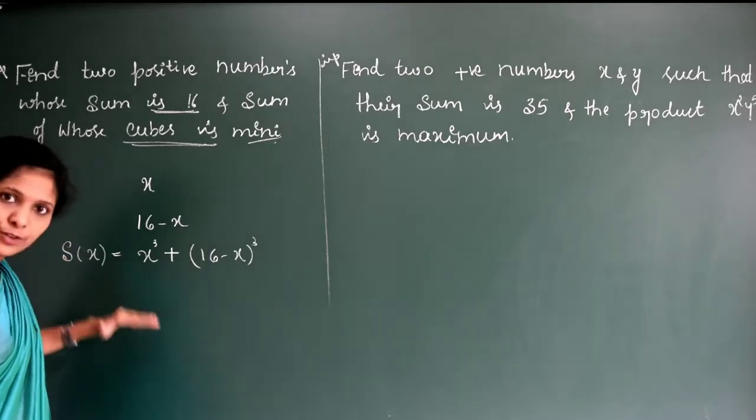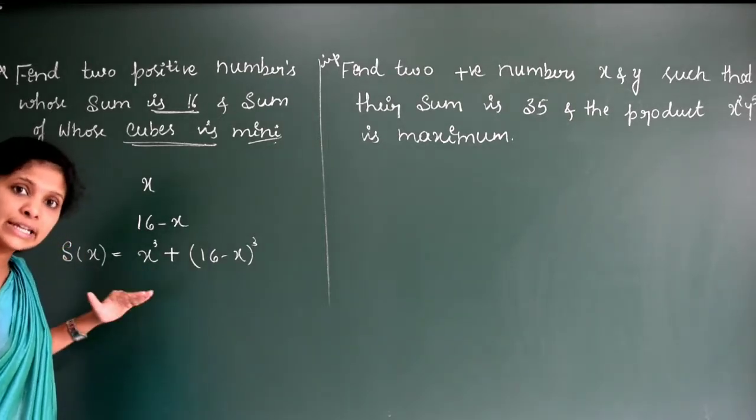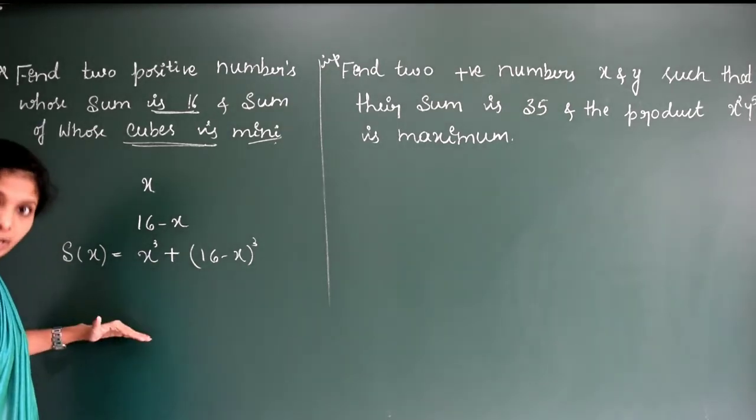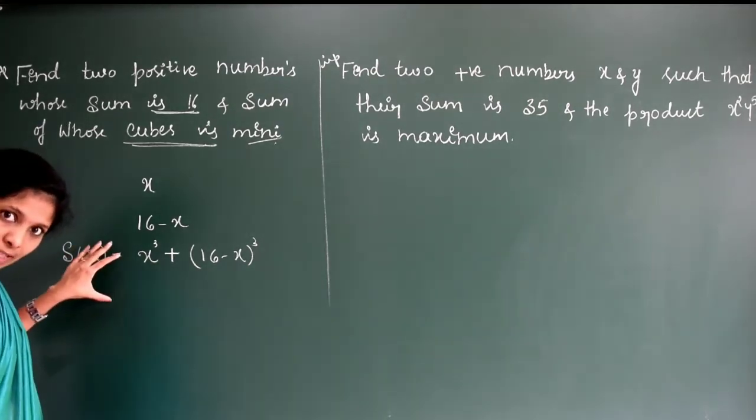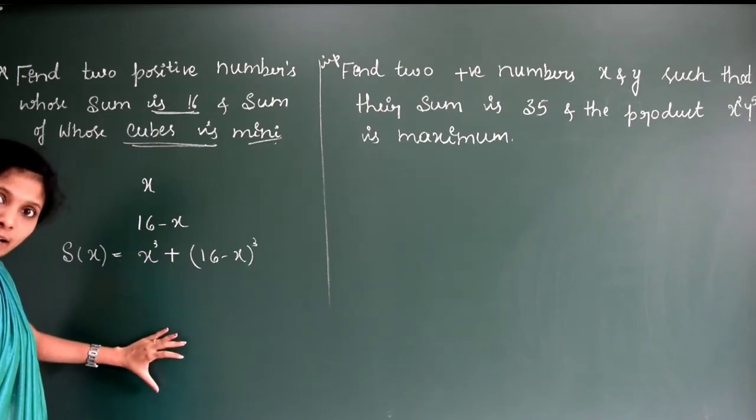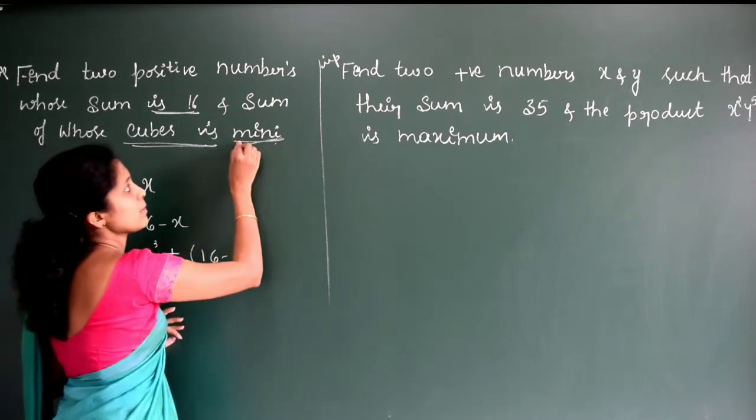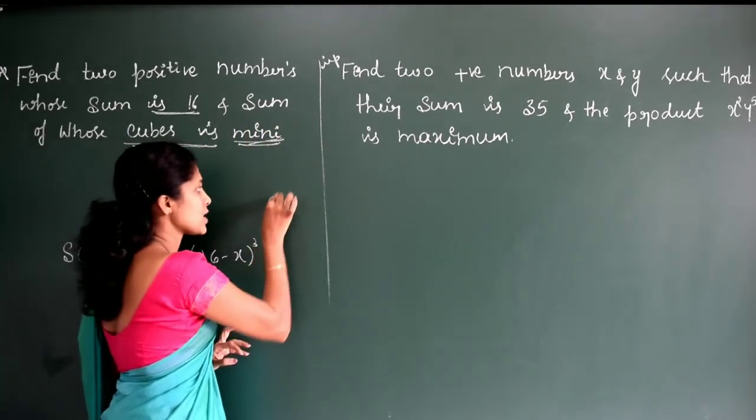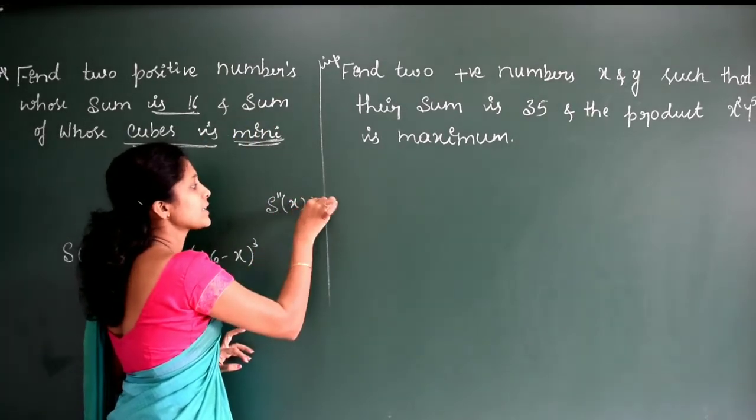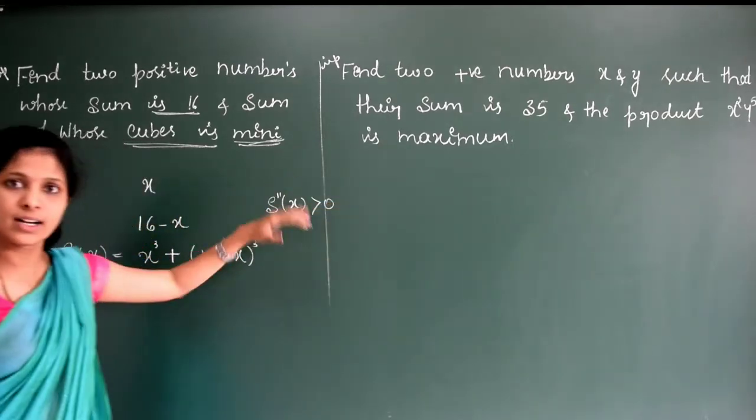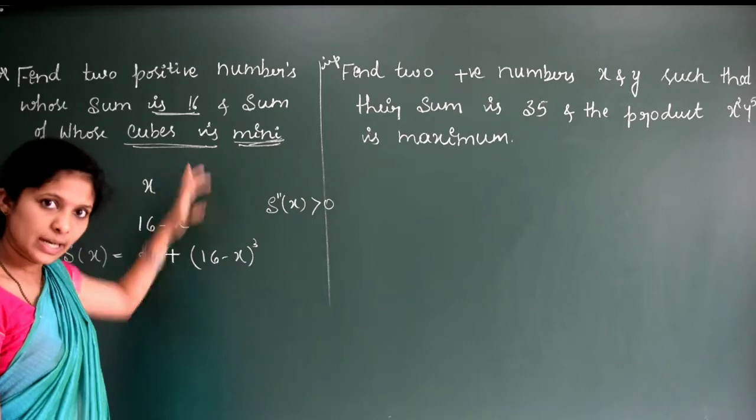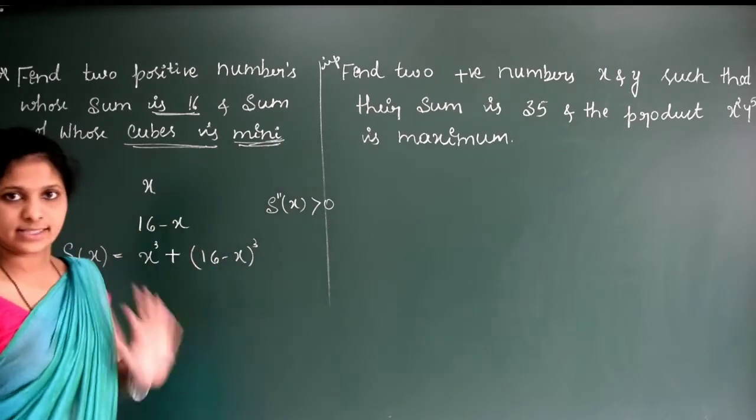To find the minimum value, first differentiate this function, then equate it to 0, then you will get the critical point. Then differentiate again to get S double dash of x, substitute those values and check whether it is a minimum or not. To get the minimum, S double dash of x should be greater than 0. Then you get the value of x, then find the other value. Complete this one.